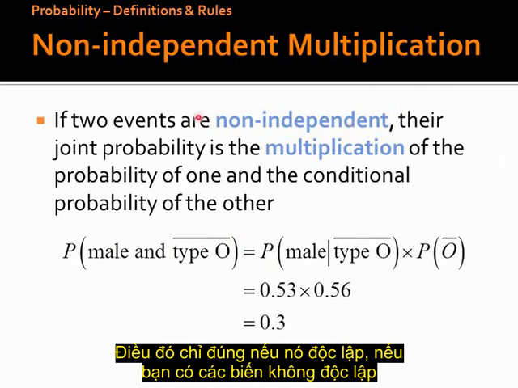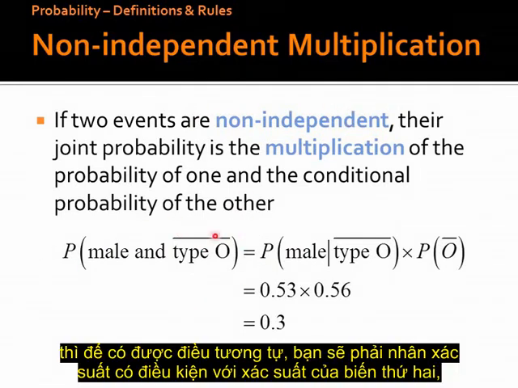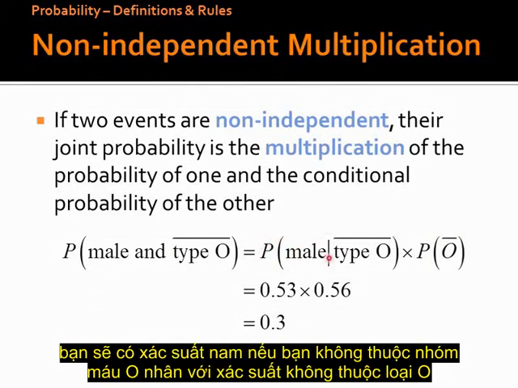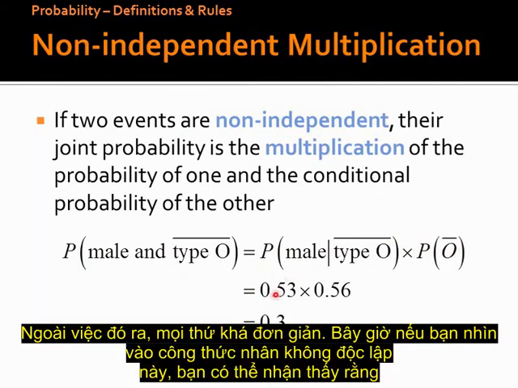If you have non-independent variables, then to get this same thing, you would have to multiply the conditional probability by the probability of the second variable. So in other words, instead of the probability of male multiplied by the probability of not O, it will be the probability of male given that you are not type O multiplied by the probability of not type O. Right? Other than that, it's pretty straightforward.